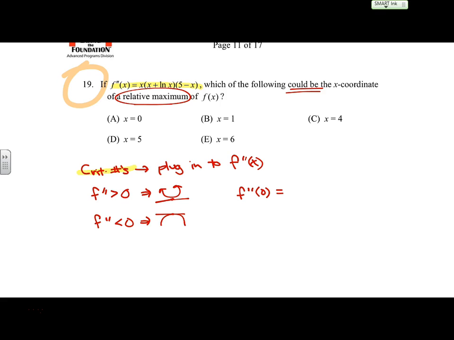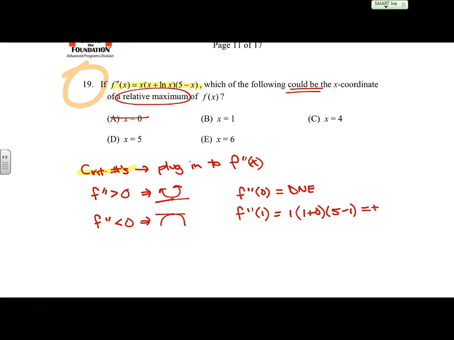0 times a lot of stuff. Actually, ln of 0 does not exist. This doesn't even exist. Well, that's not going to help. There's no concavity. It can't be that one. What's f double prime of 1? 1 times 1 plus ln of 1? That's just 0 times 5 minus 1? That's going to be a positive number. Positive number means concave up.